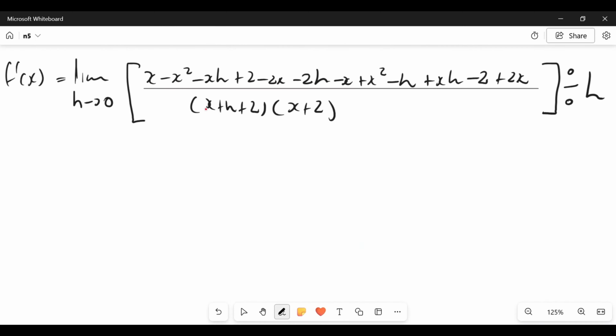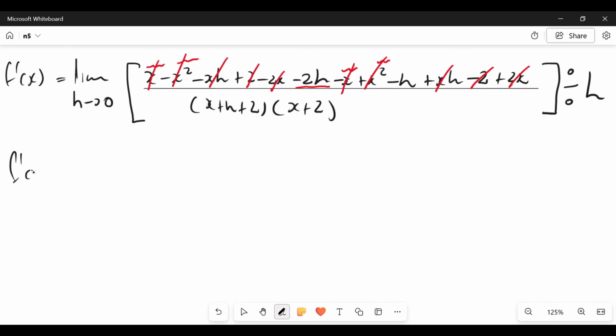All right, before we continue, we need to look at the like terms. We have x there and negative x. These ones, they will cancel each other. We have negative x squared and positive x squared. Again, these ones, they will cancel each other. We have negative xh, this one and that one there, they will cancel each other. We have positive 2 and negative 2, they will cancel each other. We have negative 2x and positive 2x, they will cancel each other. So you're only left with negative 2h and negative h on the numerator. So let's continue and let's write with what we left on the numerator there.